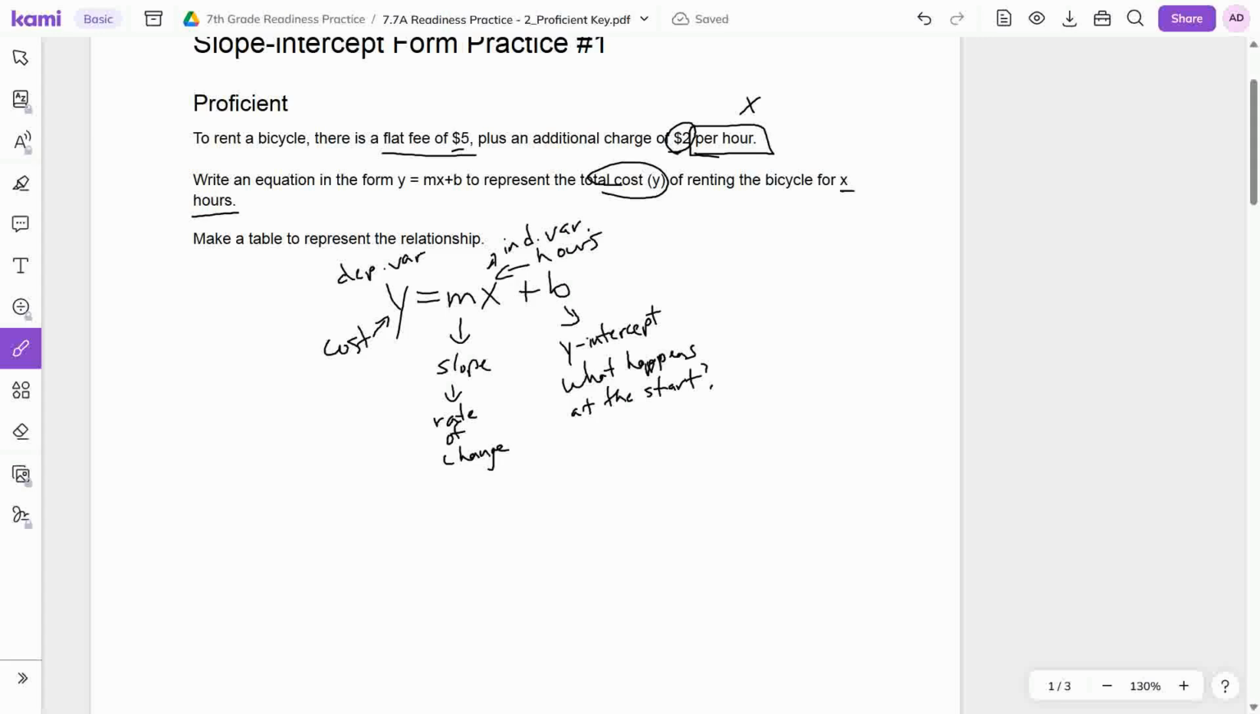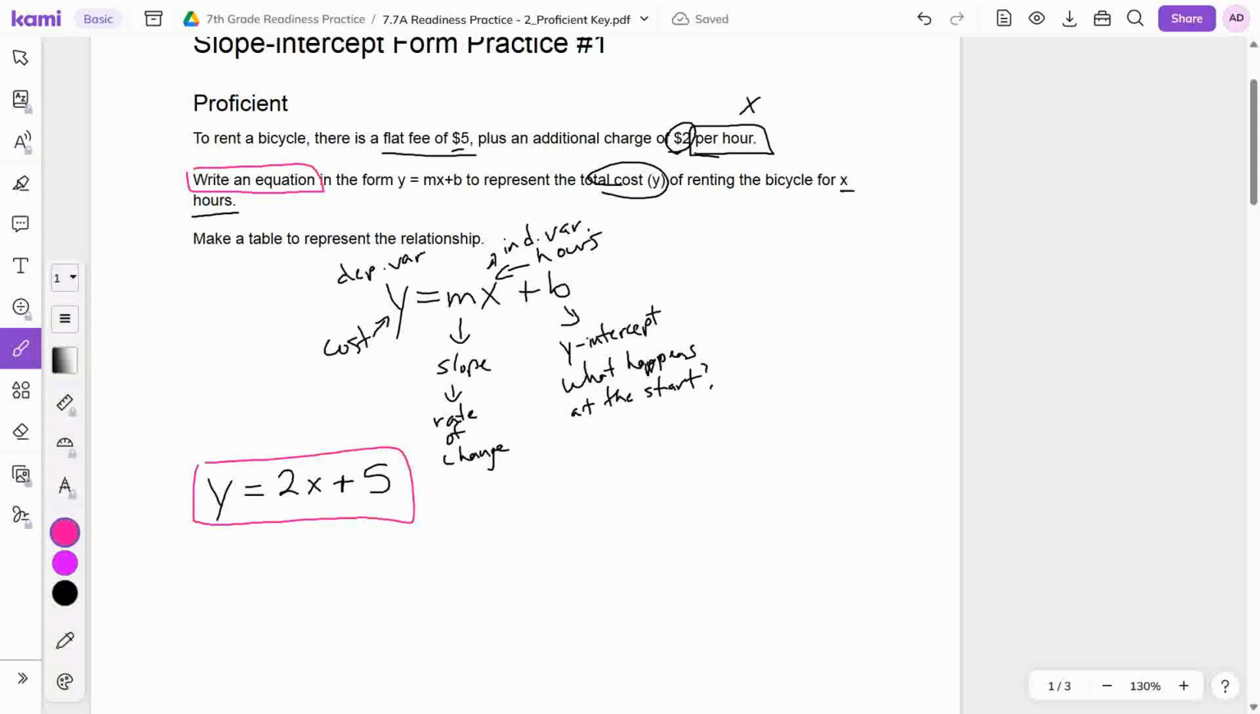All right, so how much does it cost an hour? What's our rate of change? $2 an hour, plus what happens before you even rent anything? We've got to pay that $5 fee. Now, the $5 fee doesn't increase at all, but it's always there at the beginning. All right, so write an equation. Let's put this in this pink right here. Now let's make a table.